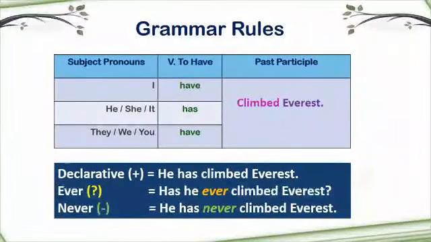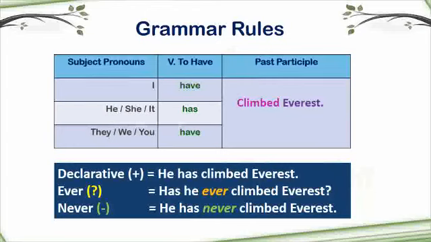Let's see how we use the subject pronouns with have or has. You have to know this to achieve subject-verb agreement, okay? With the subject pronoun I, you have to say I have. So, I have climbed Everest. With the subject pronouns he, she, it, which are called third-person singular pronouns, you have to use has. So, he, she, it has. For example, he has climbed Everest. And with the subject pronouns they, we, you, you have to use have. So, for example, we have climbed Everest.